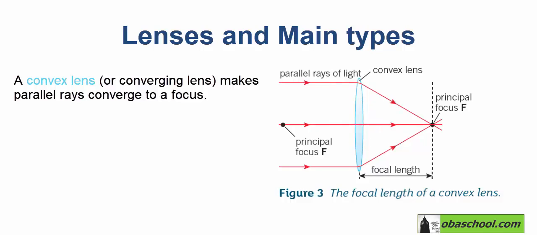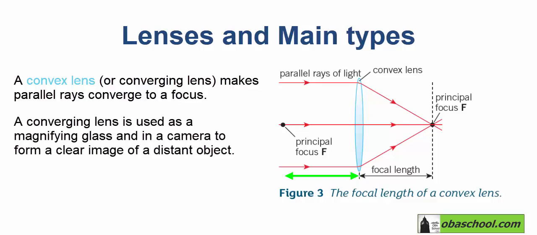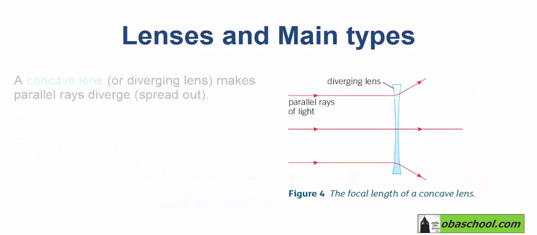Also, taking the distance of the focal length, we place the principal focus on the other side also from the lens. Therefore, as you can see, the rays of light converge and meet at one point. What is it used for? A converging lens is used as a magnifying glass and in a camera to form a clear image of a distant object. Now, a concave lens.